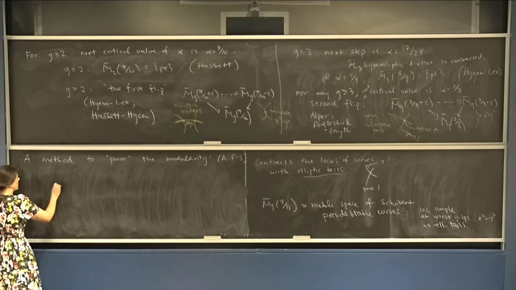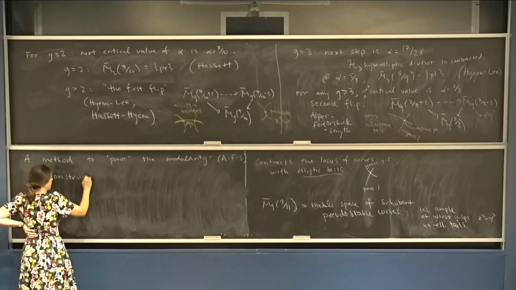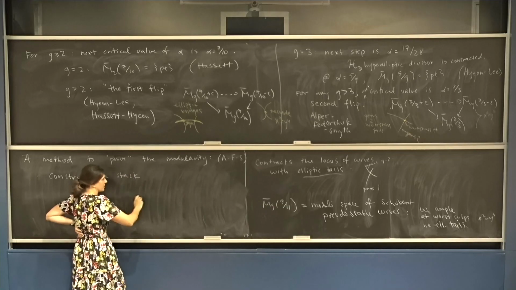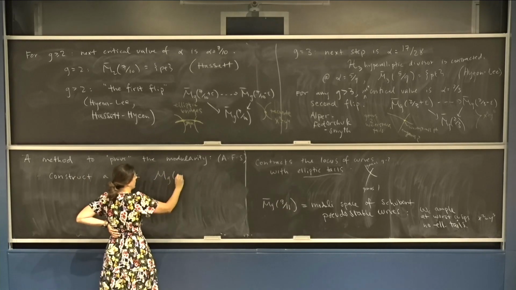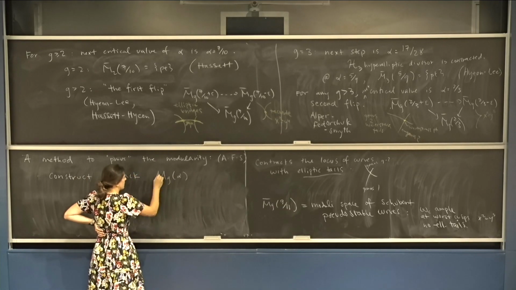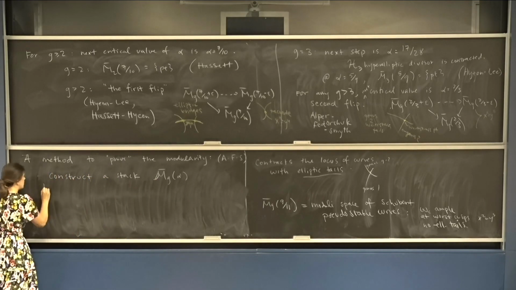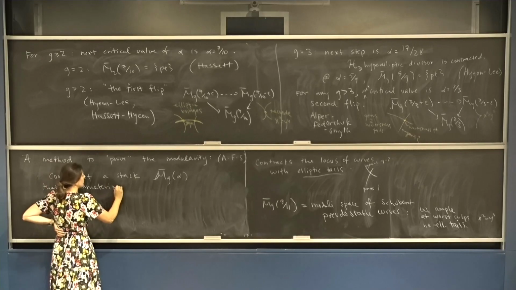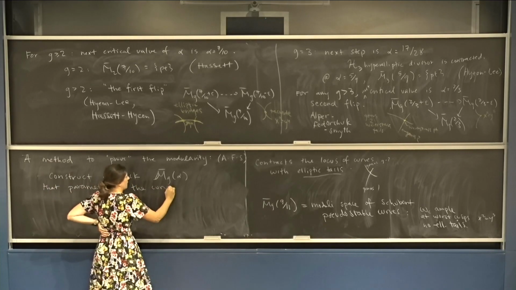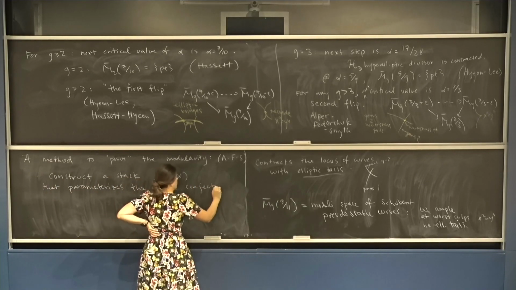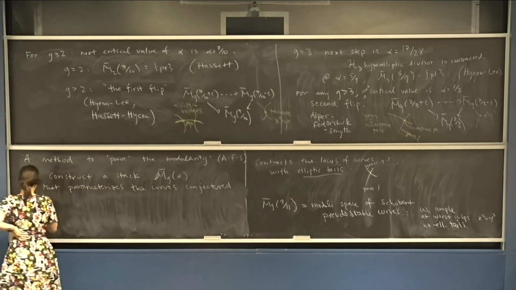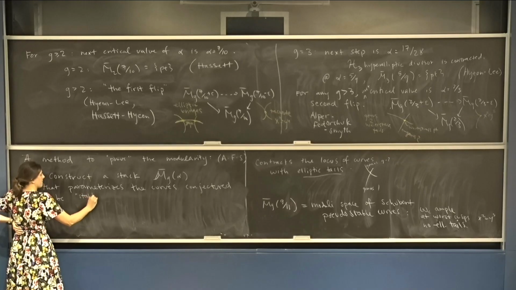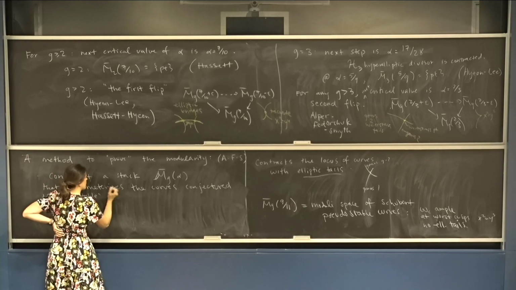So one method is to construct a stack, hopefully a nice stack, but I'm not going to put adjectives on this yet. M_g alpha, I guess I should decorate this. Let's put a double line here. M_g bar alpha, that parameterizes the curves conjectured to be, quote, stable for this value of alpha.